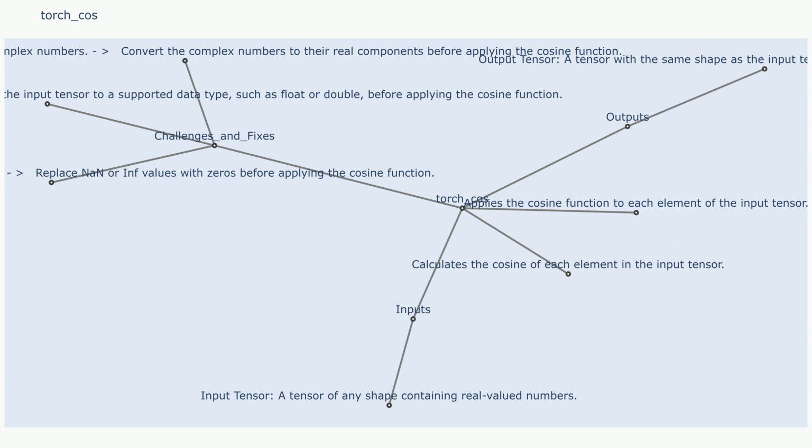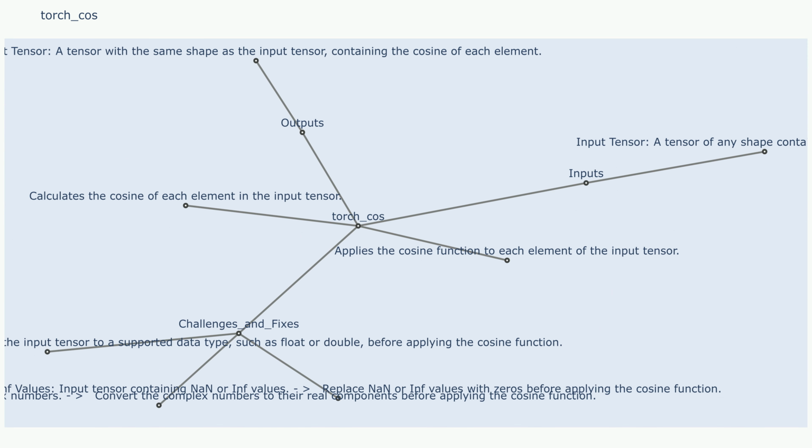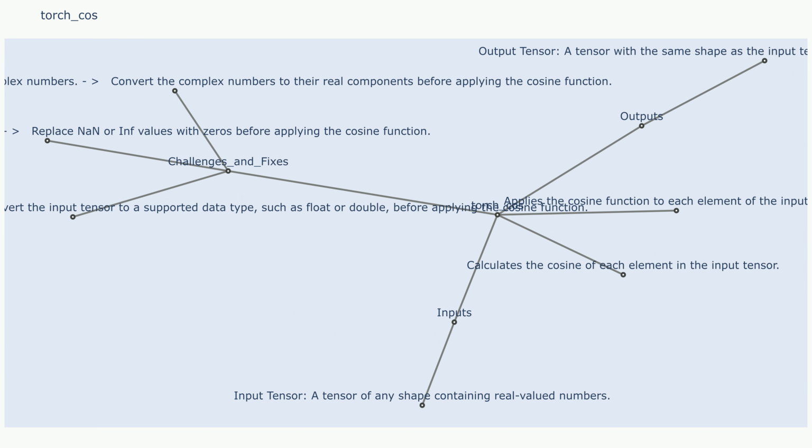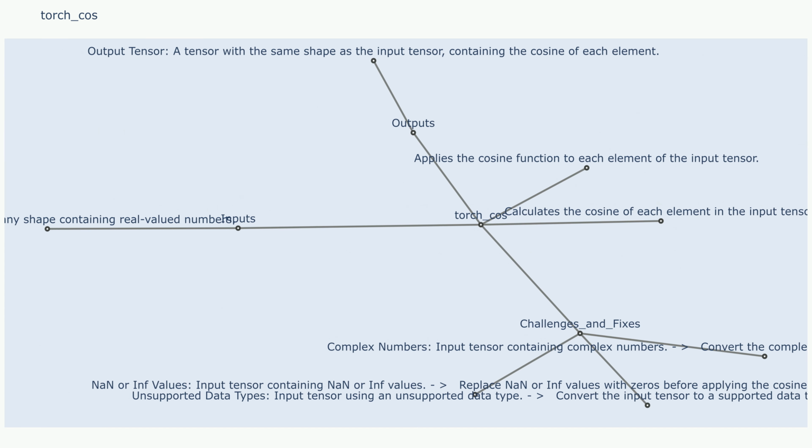Sample use case that resulted in challenge 1: torch.cos(torch.tensor(['hello', 1.0])). Fixes to challenge 1: ensure that the input tensor contains only numerical data. Convert non-numerical data to numerical data using appropriate methods before applying torch.cos. Challenge 2: input tensor has a complex data type. The torch.cos function is designed to work with real-valued tensors. If the input tensor has a complex data type, it will raise an error.